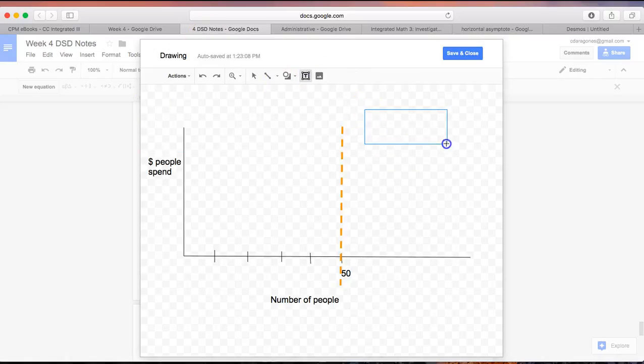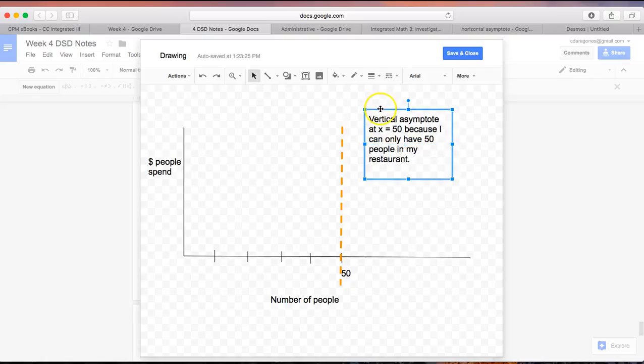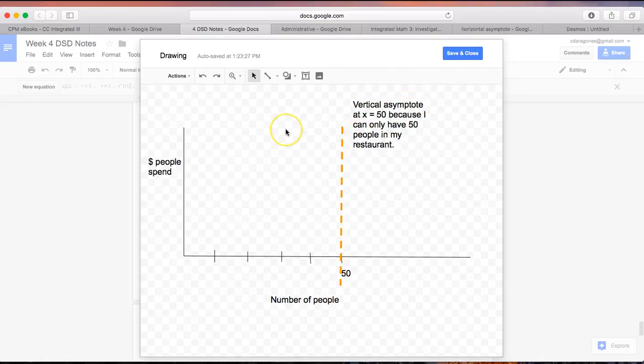And I'm going to label it vertical asymptote at x equals 50 because I can only have 50 people in my restaurant. So explain where your vertical asymptote is and why that's a limitation you have, okay?